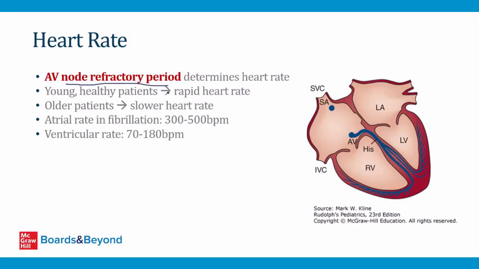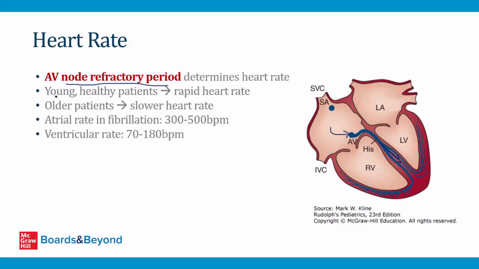And it's very high yield to know this for your boards. So when an electrical impulse from the atria reaches the AV node, there is a period of time after that called the refractory period where the AV node cannot generate another impulse. If that refractory period is short and quick, then the AV node is capable of sending lots of impulses to the ventricles, and this can lead to a rapid heart rate in AFib. On the other hand, if the AV node refractory period is very long and slow, then relatively few impulses can reach the ventricles, and the average heart rate in AFib will be slow.